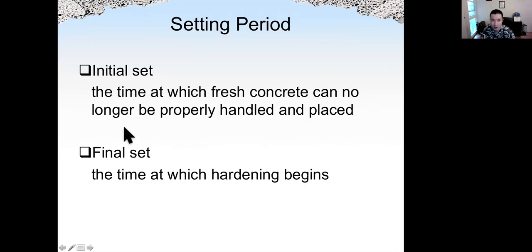All right. So initial set time is defined as the time when concrete can no longer be handled and placed. It has some strength, it becomes hardened. And final set time is the time at which hardening actually begins. After the final setting time, we can detach the formwork, we can even work on the concrete, so it is strong enough.